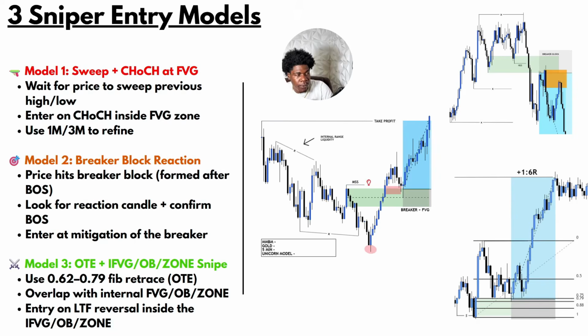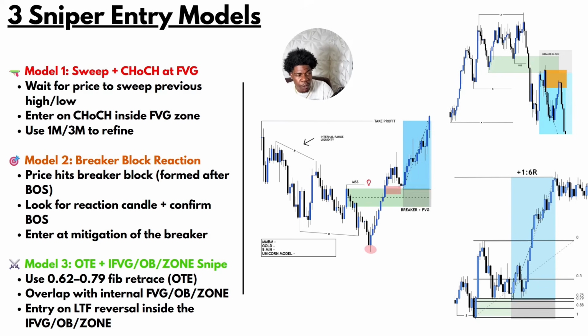And then for model 3, I just made some quick edits, we have our OTE and our inversion fair value gap, or just a regular fair value gap, in an order block and/or a zone. That right there is one of our final sniper entries. We use the 0.62 to the 0.709 fib retracement for our OTE. Then we overlap the OTE zones with a fair value gap, an inversion fair value gap, an order block, or just a regular PD array zone.